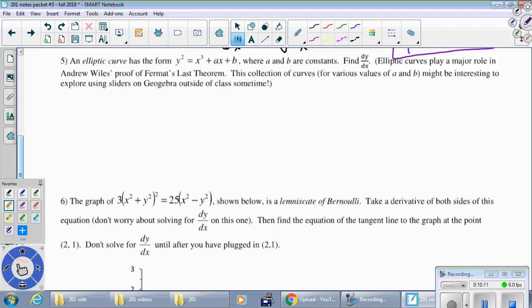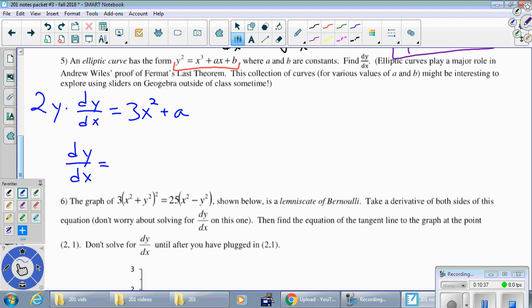find dy dx here. So we'll take a derivative of both sides of our equation. So left-hand side first, derivative of y squared is 2y times dy dx equals derivative of x cubed is 3x squared, that's ordinary, plus derivative of ax. A is a constant, so the derivative of ax is just the coefficient, which is a. And then plus b, that b is a constant, so its derivative is nothing. Piece of cake to solve this one for dy dx. Just divide both sides by the 2y. dy dx equals 3x squared plus a over 2y.